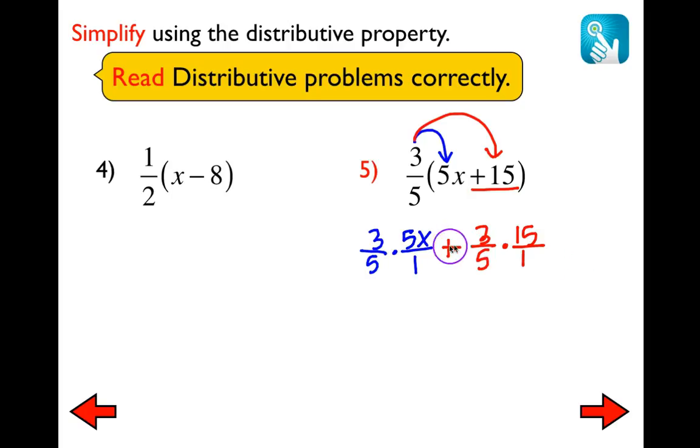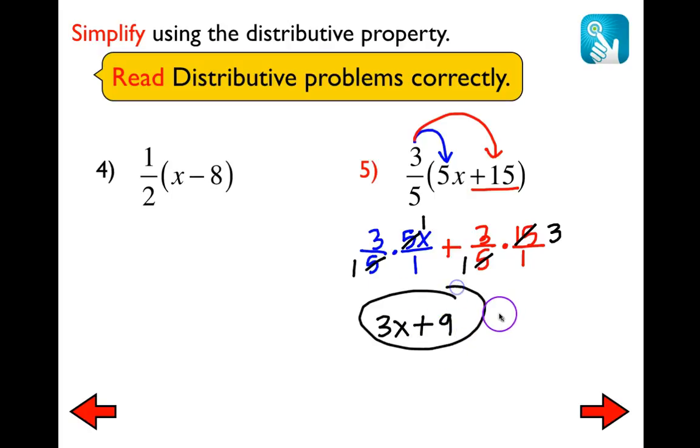Now we're going to see if we can cross cancel. The 5s can cross cancel. 5 divided by 5 is 1. 5 divided by 5 is 1. 3 times x is 3x divided by 1 is just 3x. Here, these can't cross cancel, but a 5 and 15 can. 5 divided by 5 is 1. 15 divided by 5 is 3. So here we're going to say 3 times 3 is 9. Since it's positive, we're going to put plus. So once again, these two expressions are equivalent, and this is simply a simplified version of my original problem. So hopefully you got that problem right.